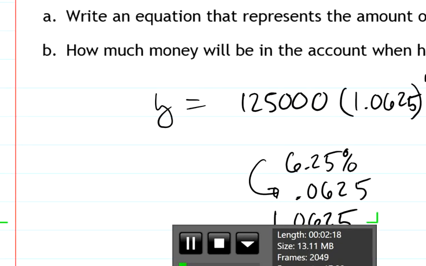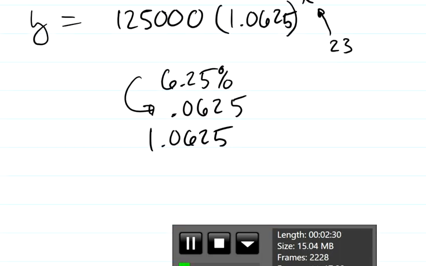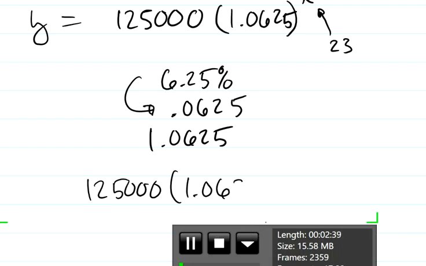Then the question is, how much money will be in the account when he retires at the age of 23? So, when he retires in 23 years. So when x is 23, what's the value of that account? Well, that's fairly straightforward, right? We're just going to take $125,000 and we're going to multiply that by 1.0625 raised to the 23rd power.